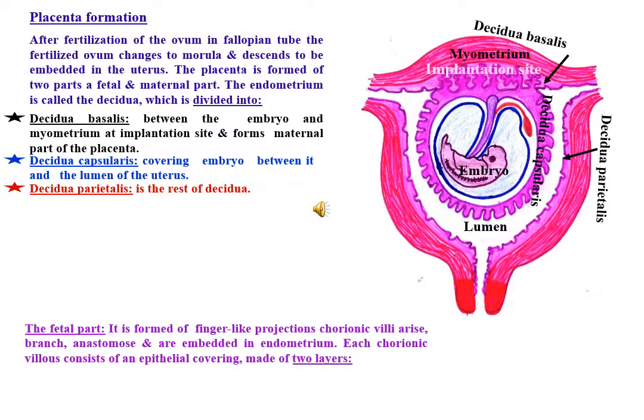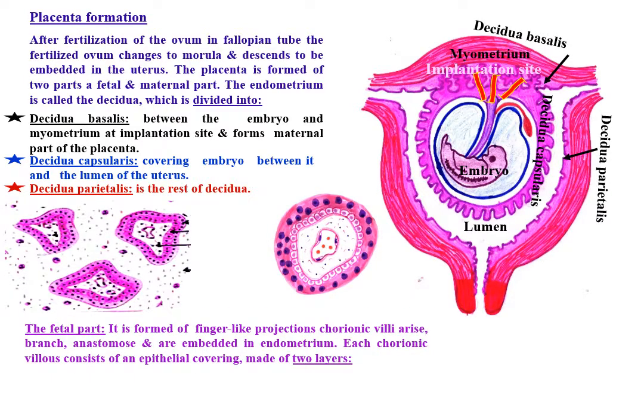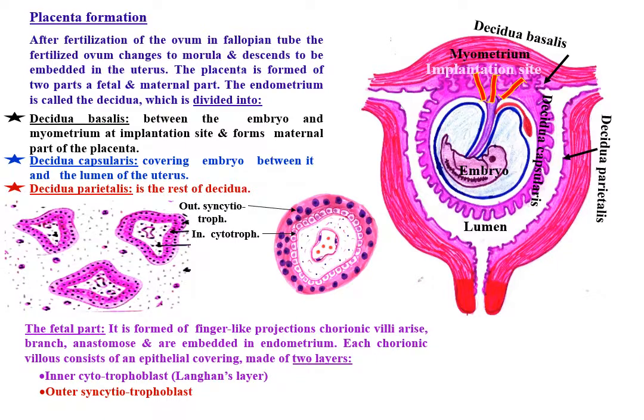The fetal part of the placenta is formed of finger-like projections, chorionic villi, which arise, branch, anastomose, and are embedded in the endometrium. Each chorionic villus consists of an epithelial covering made of two layers: inner cytotrophoblast or Langerhans layer, formed of cubical epithelium rich in glycogen, and outer syncytial trophoblast.